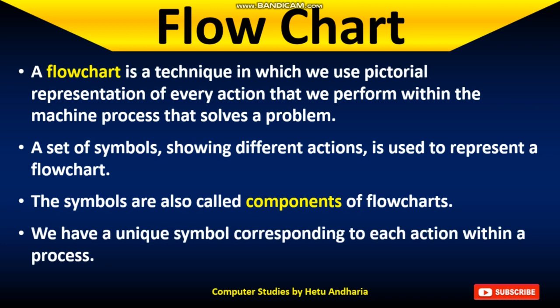We have a unique symbol corresponding to each action within the process. For example, if you want to suggest that this is the starting of the program, then you have to use that symbol. Suppose if you want to take a decision, then you have to use the decision symbol. Now these symbols have got international meaning, so for example, if you prepare a flow chart here and send it to some other country, then the person who is reading your flow chart will be able to understand the meaning, what you mean to say.